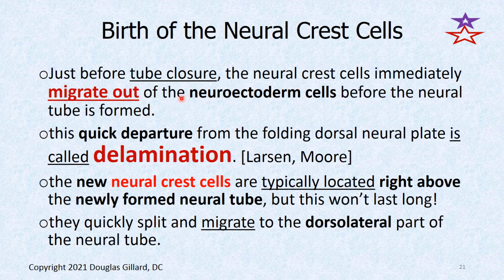Yep, so everything I just said. Just before the tube closes, neural crest cells get the heck out of there. That has a name, the action of getting out of there, and that's called delamination. Delamination. That's a buzzword. Put that on a notochord. What is delamination? That's how the neural crest cells leave the neural plate tissue just before the neural plate folds or rolls up into a neural tube. That's called delamination. Got it?